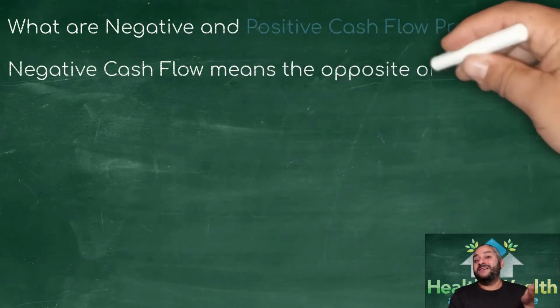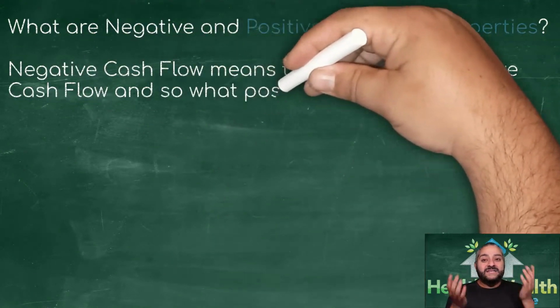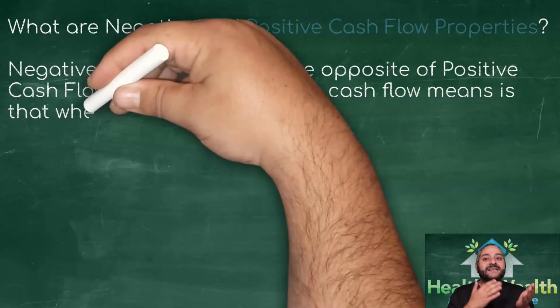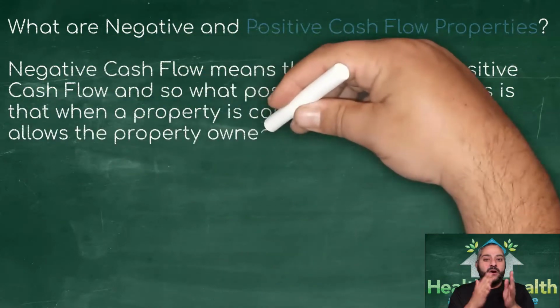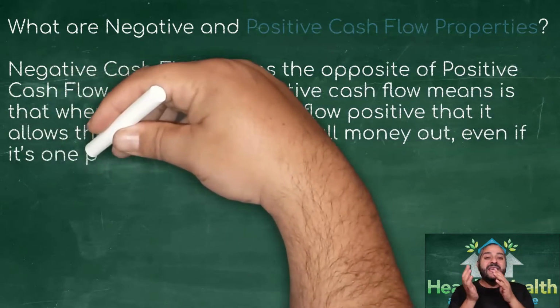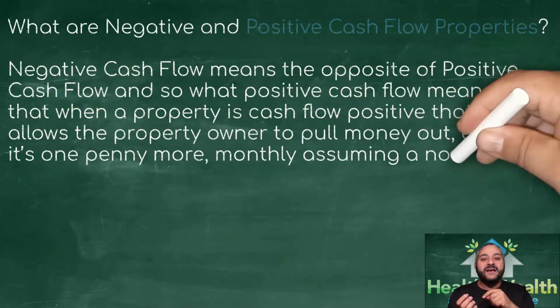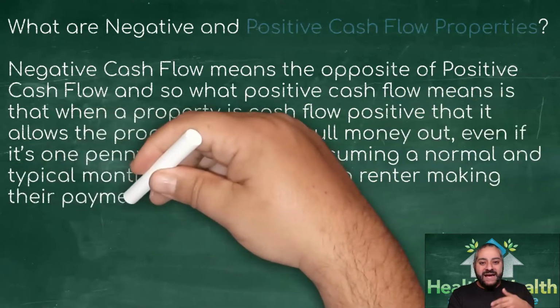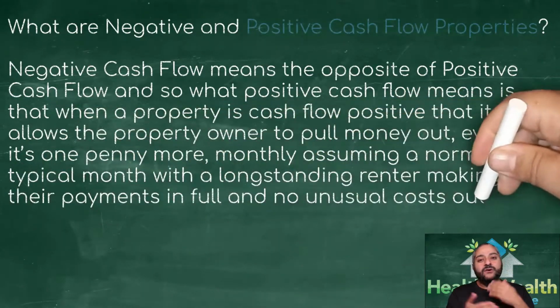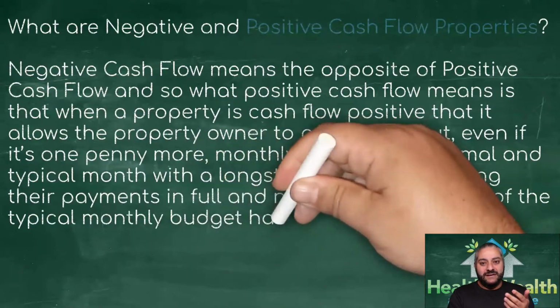Negative cash flow means the opposite of positive cash flow. And so, what positive cash flow means is that when a property is cash flow positive, it allows the property owner to pull money out, even if it's one penny more monthly, assuming a normal and typical month with a long-standing renter making their payments in full and no unusual costs out of the typical monthly budget has occurred.